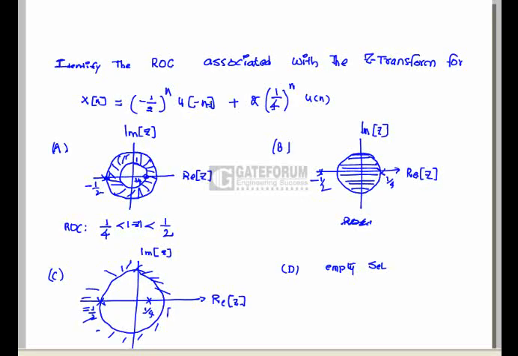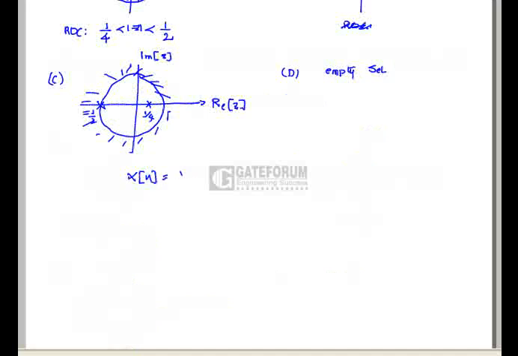Identify the ROC associated with the given Z transform equation. x of n equals minus of n u of minus n minus 1 plus 2 into 1 by 4 power n u of n. See, from the given sequence x of n, it is a two-sided sequence, means the ROC is kind of a ring. Here x of n we can write as sum of two signals, x1 of n plus x2 of n, whereas x1 of n is left-sided signal, whereas x2 of n is the right-sided signal.